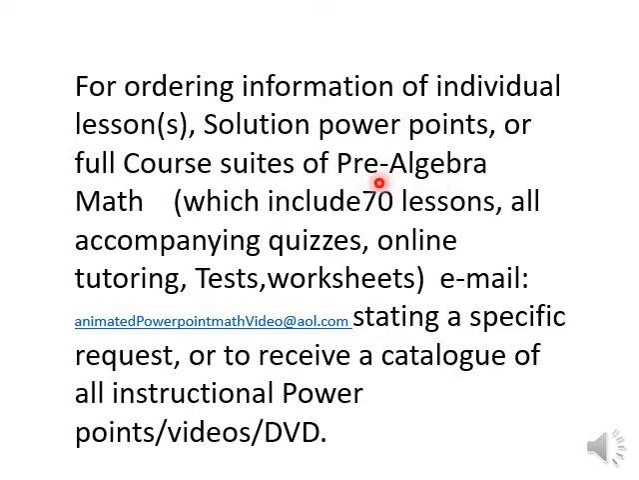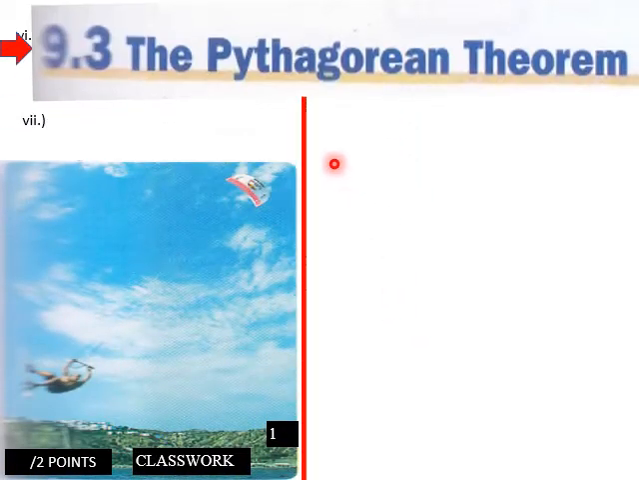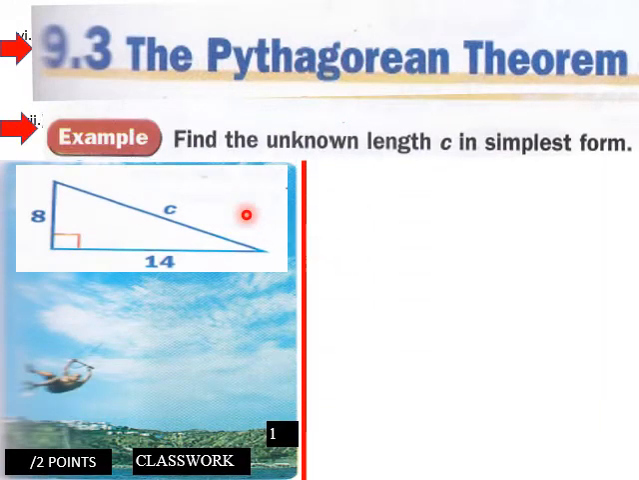Hello everybody, we're getting ready to do the lesson for pre-algebra math, chapter 9 review and summary, part 2, and let's get right into it here. So let's go right into an example for 9.3, the Pythagorean theorem.